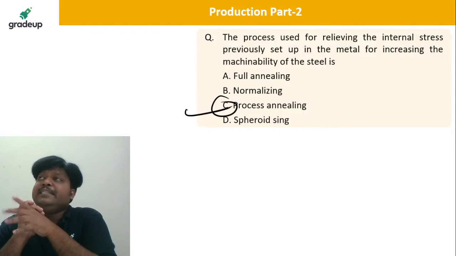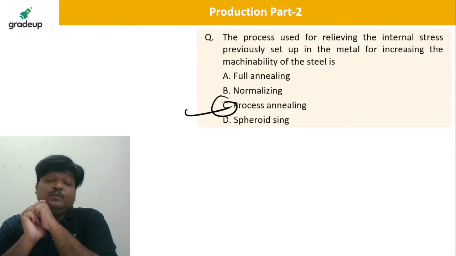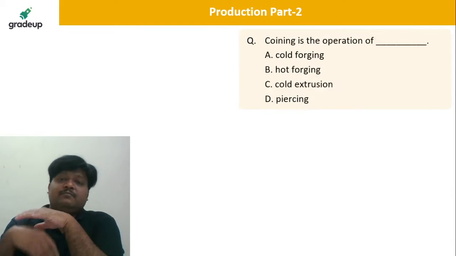Tomorrow's topic will be metal cutting. Tomorrow's topic, very important. Metal cutting will be there. Okay, so C is correct. Very good.